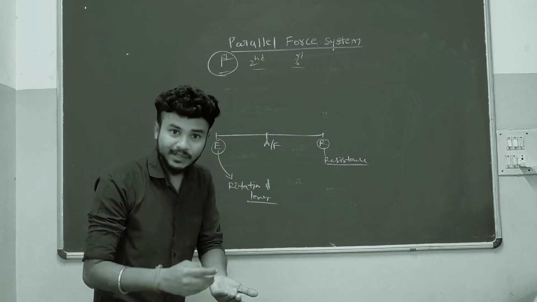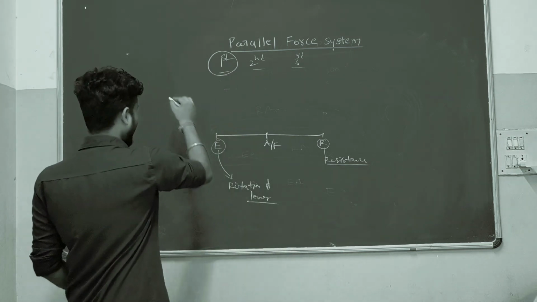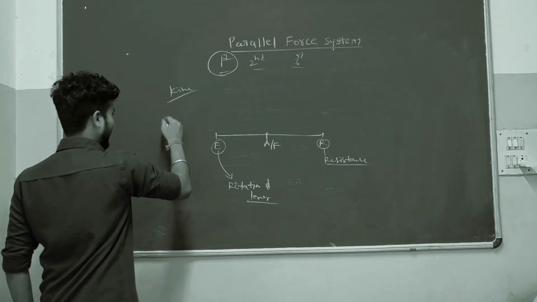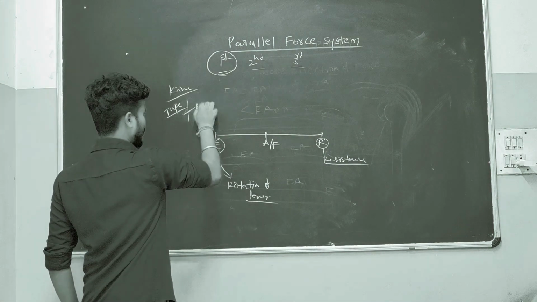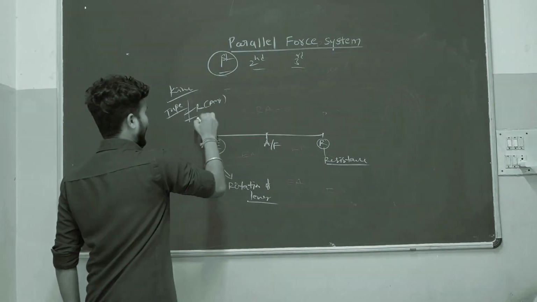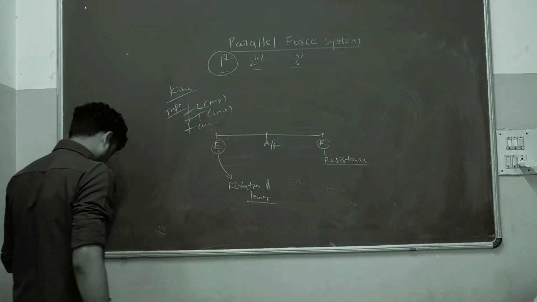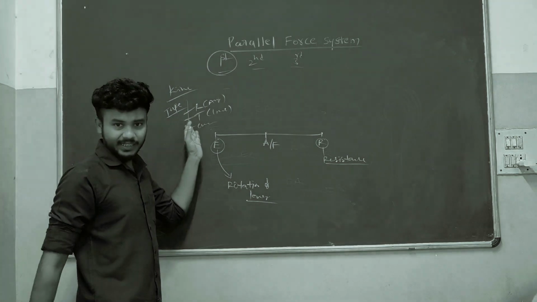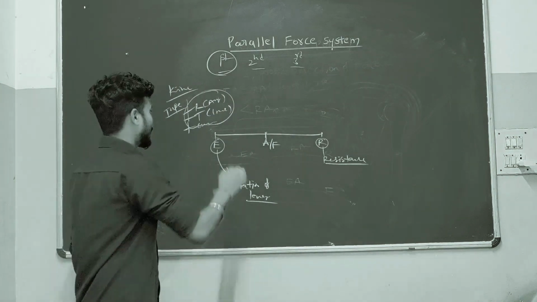So why do we need rotation? To produce any movement, we need rotation. In kinematics we saw the types of movement. In these types we saw rotatory movement, that means angular, and translational, that is linear movement, and then curvilinear movements.